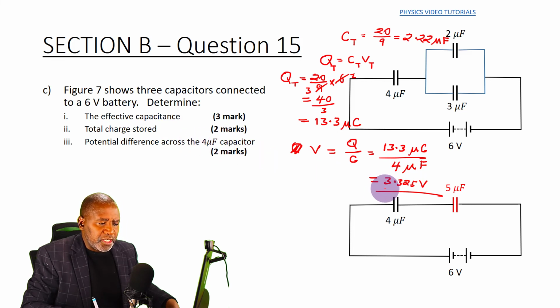The rest of it is dropped across the 5 microfarad capacitor. And you can see that the larger the capacitance, the smaller will be the voltage. So the PD across the 5 microfarad capacitor, which is a combination of these two, is definitely going to be less than half of this value. But of course, very close to it. And that is how you would work out question 15. Let's go to question 16.